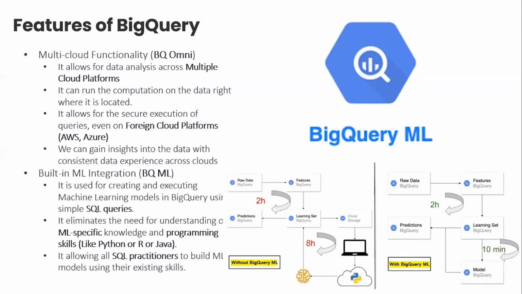Then there's BigQuery ML. This one is really helping us a lot. So what's the main agenda here? Built-in ML integration. That is a very sweet feature. When you're using ML here, the special thing is that the developer can write a simple SQL statement and build the ML model.